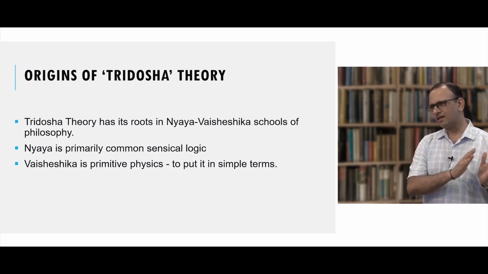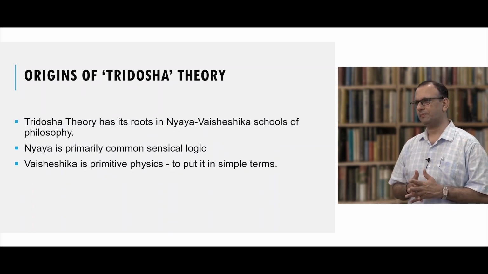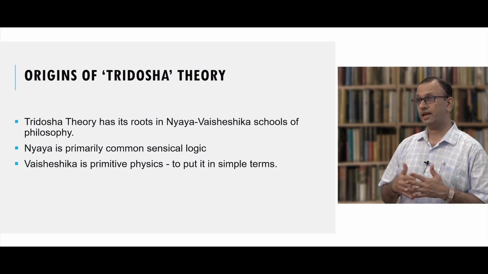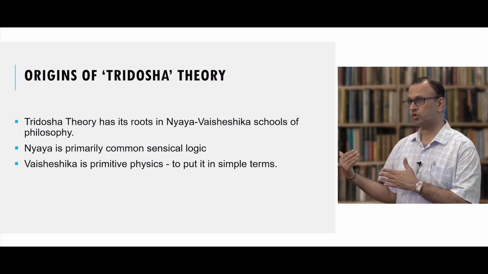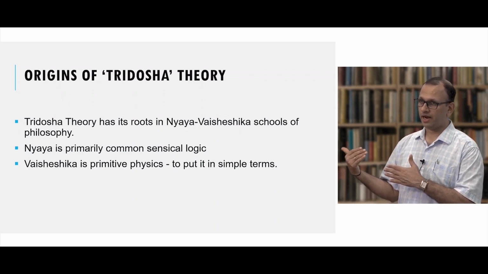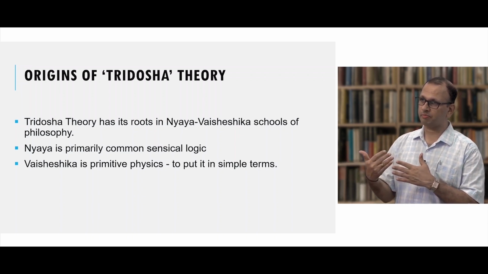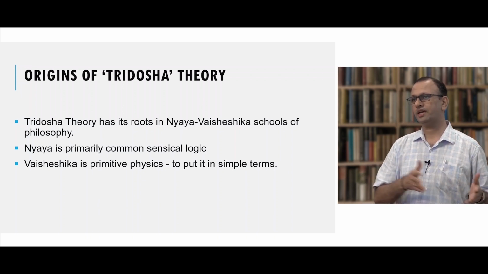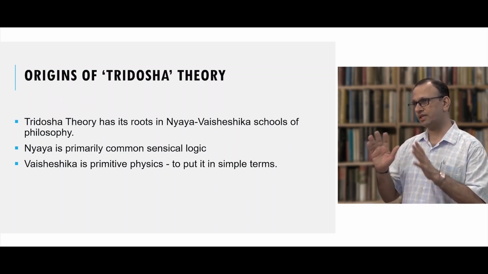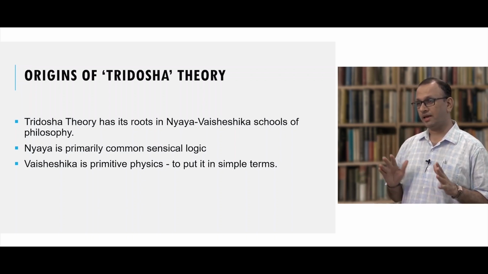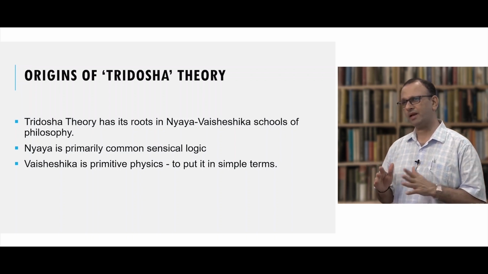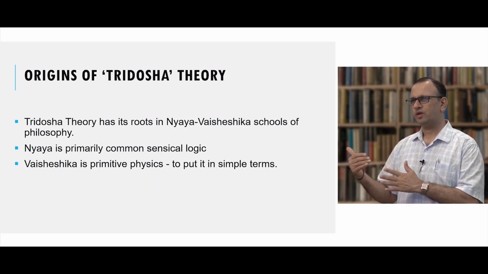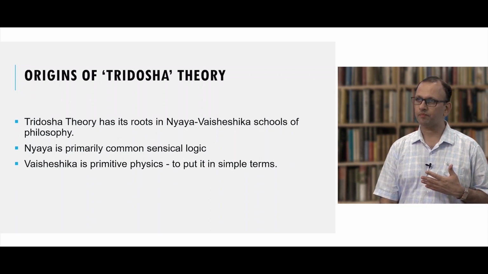So let me start with the origins of Tridosha theory. Tridosha theory has its roots in the Nyaya Vaisheshika schools of philosophy. Nyaya is primarily commonsensical logic, and Vaisheshika is primitive physics, to put it in simple terms. Our Tridosha theory can be easily traced back to these two schools of philosophy.